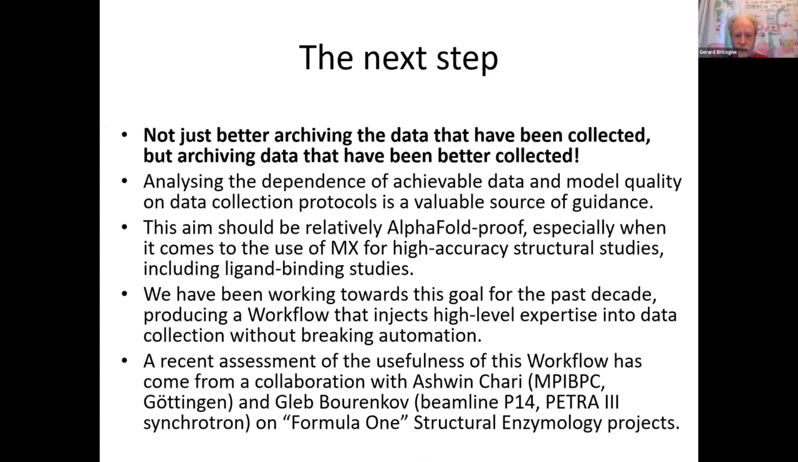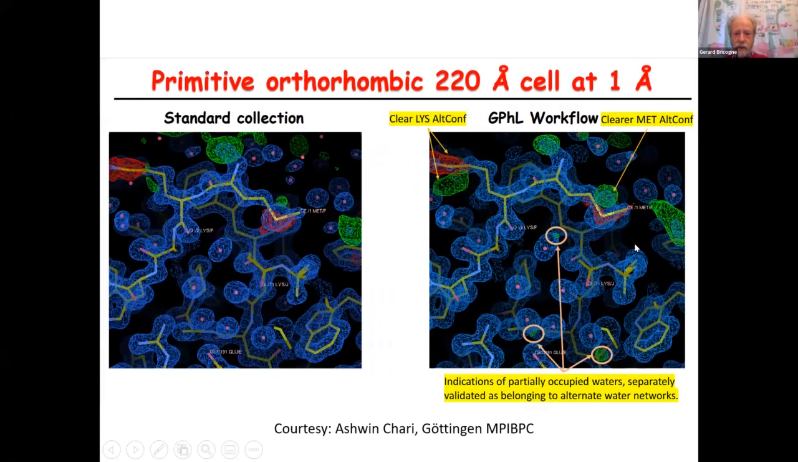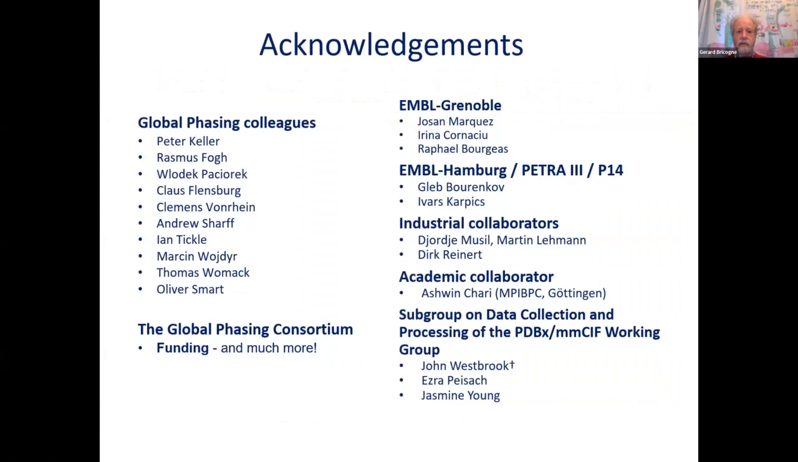And I can't stop myself from showing just a couple of very quick slides from Ashwin Chari, two data sets collected with the same total dose on a crystal with a gigantic asymmetric unit, but diffracting to very high resolution. The data statistics for what was collected with the workflow are better, but here is a nice comparison of maps. You can see, again, same total dose, but you can see clearer features that are significant with the data collected with the workflow.